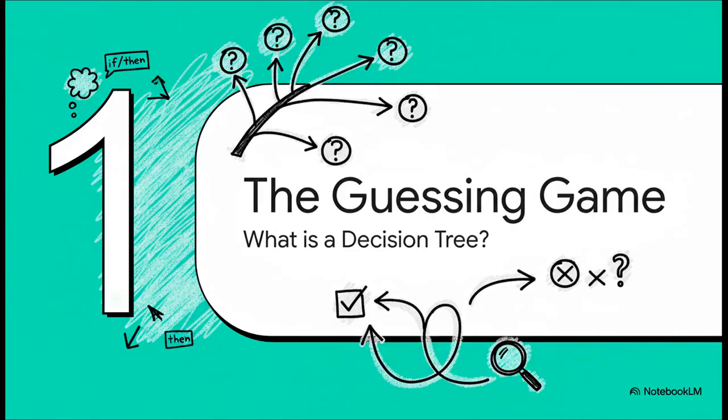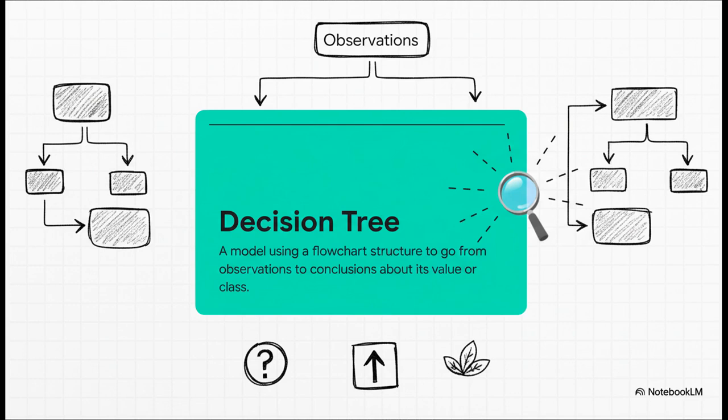All right, so let's dig into that idea. The guessing game. What is a decision tree? This whole approach, making decisions by following a logical path of questions and answers, is the exact idea behind a decision tree. Okay, so what is it really? When you strip everything else away, a decision tree is just a flowchart. Seriously, that's it. You start with some observations, some data, and you just follow the branches based on a series of yes or no questions until you land on a final conclusion. It's a beautifully simple concept.